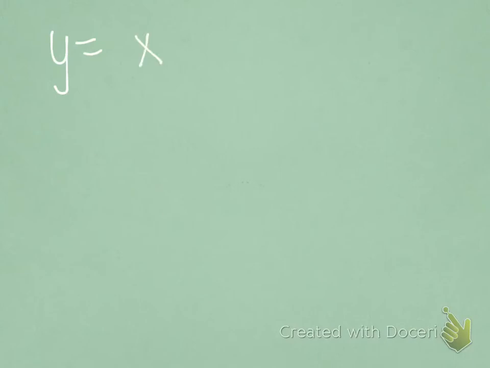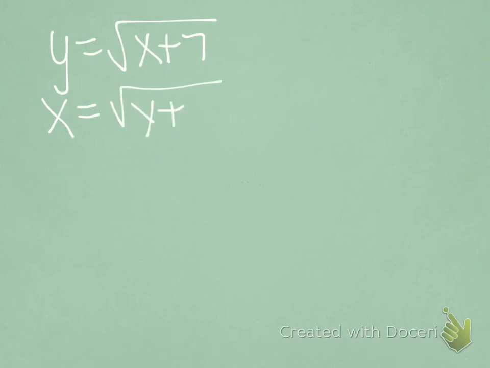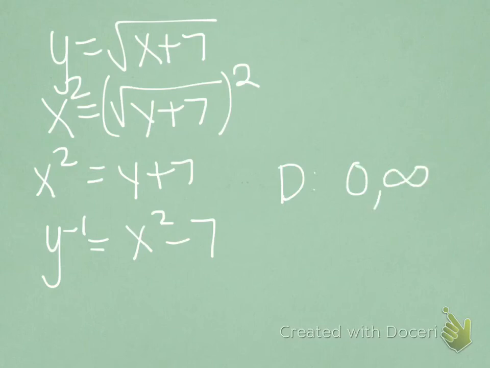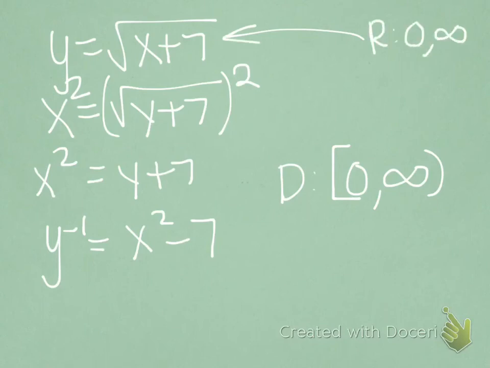y equals the square root of x plus 7. I'm going to switch x and y. I'm going to square both sides. So x squared equals y plus 7. So then our inverse equals x squared minus 7. The domain of this problem, 0 to infinity, which is the range in our original problem, 0 to infinity.